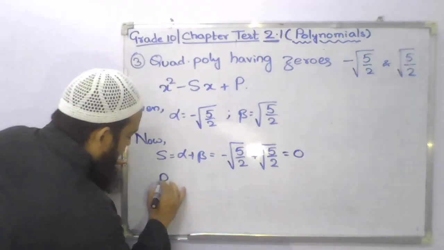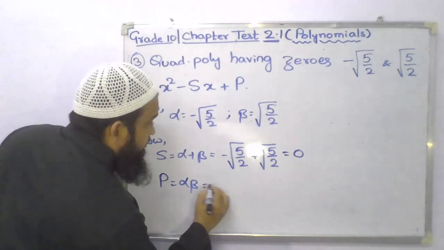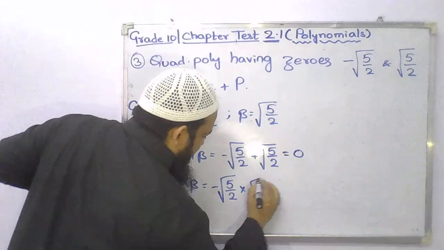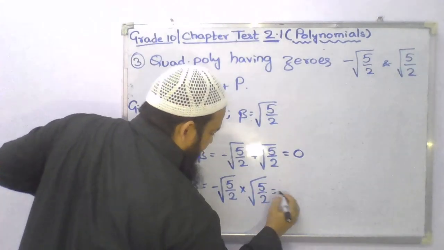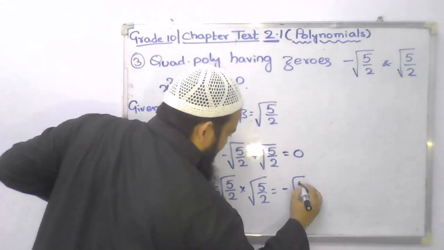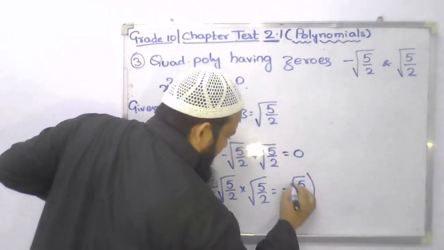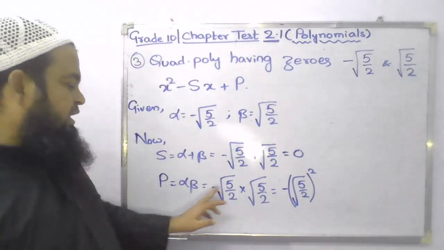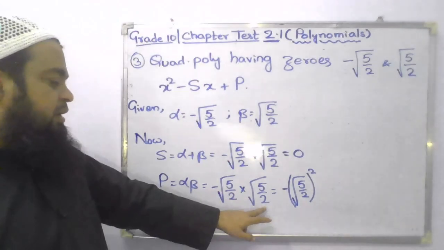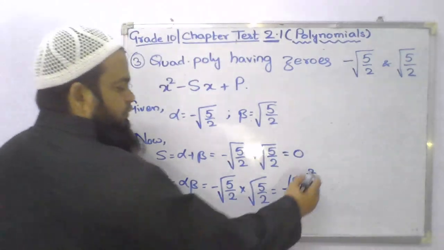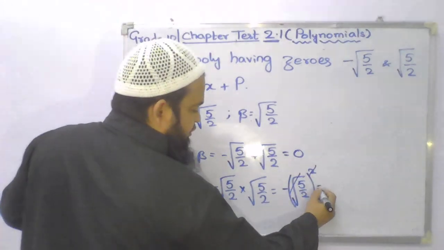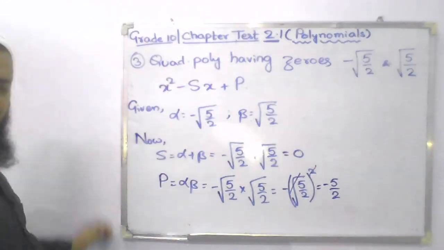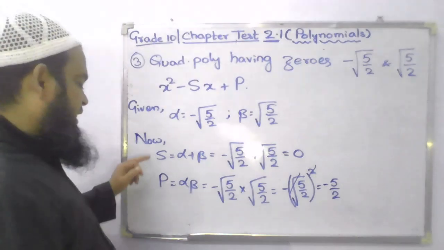Now, what is the product of zeros? Alpha beta. So that is equal to minus square root of 5 by 2 times square root of 5 by 2. See, can I write it as minus square root of 5 by 2 whole square? The whole square will be only for root 5 by 2 because minus is not repeating, only root 5 by 2 is repeating. So therefore, square and square root get cancelled. So what is the answer? Minus 5 by 2. Do you understand, my dear students? So therefore, you got S and P.